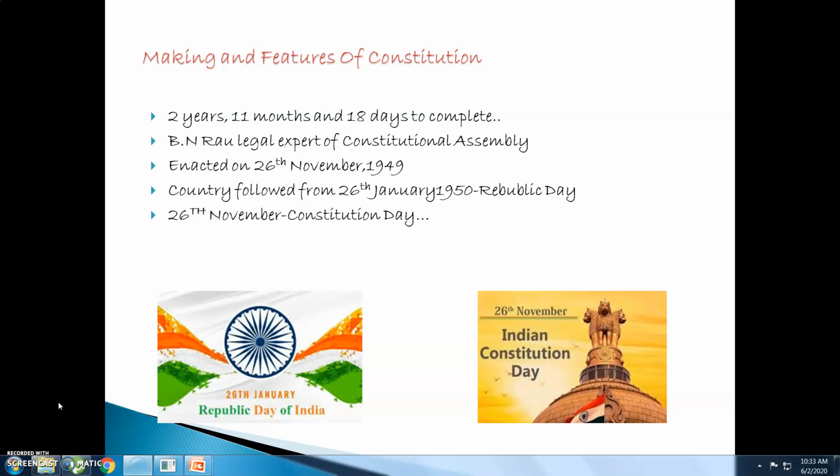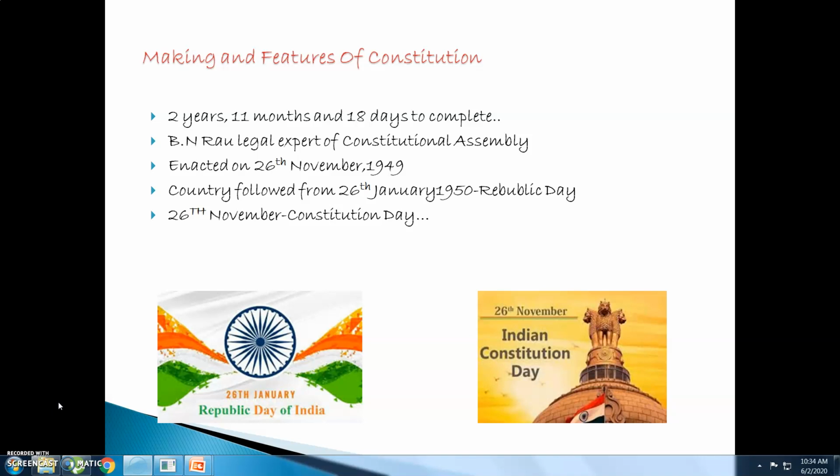Dr. Rajendra Prasad, Pandit Jawaharlal Nehru, Dr. Babasaheb Ambedkar, Sardar Vallabhbhai Patel, Maulana Abdul Kalam Azad, Sarojini Naidu, J.P. Kripalani, Rajkumari Amrit Kaur were the prominent members of the Constituent Assembly. B.N. Rao, a noted legal expert, was the constitutional advisor on legal matters. The Constitution was enacted on 26th of November 1949. The governance of the country as per the provisions of the Constitution started from 26th of January 1950.